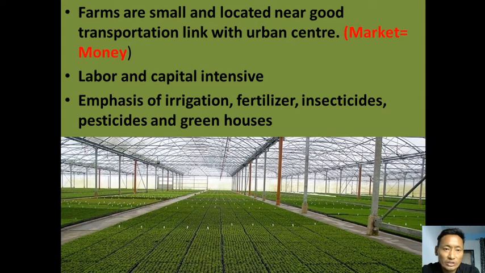This type of agriculture is very labor and capital intensive. Labor, we know that they need a huge amount of people in order to do this type of agriculture, and we need to spend a huge amount of money to practice it. Because of that it is called capital intensive. So here what do they emphasize? Irrigation, taking water to the agricultural land.